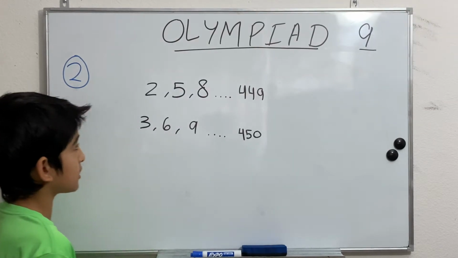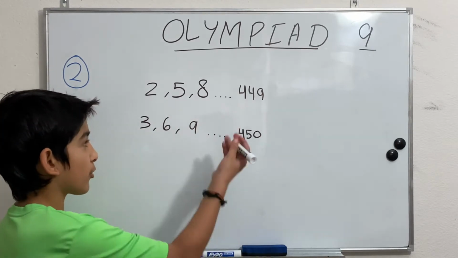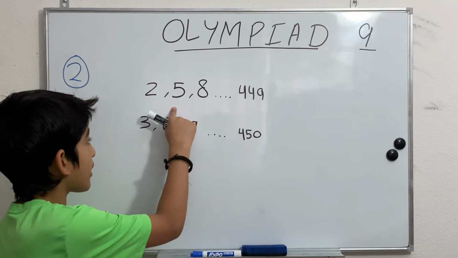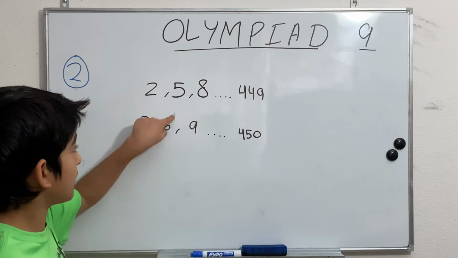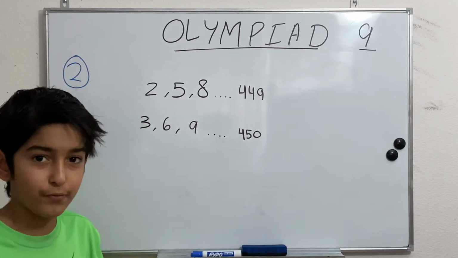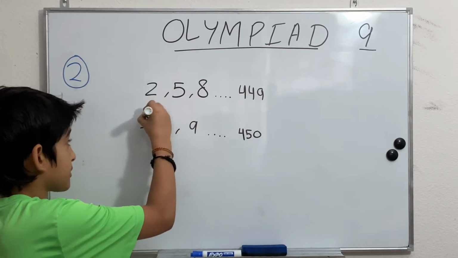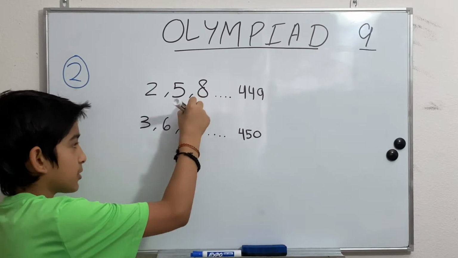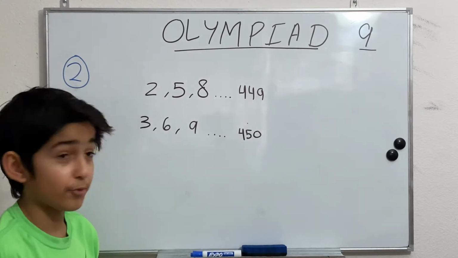So, as the question says, it goes like 2, 5, 8, so on to 449. And you can find out a pattern here. It's adding by 3. So why don't we start by 3 and then we divide the number with this? So if we start by 3, then 3, 6, 9 until 450. Now we notice a pattern here too. 2 plus 1 is 3. 5 plus 1 is 6. 8 plus 1 is 9. And lastly, 449 plus 1 is 450.